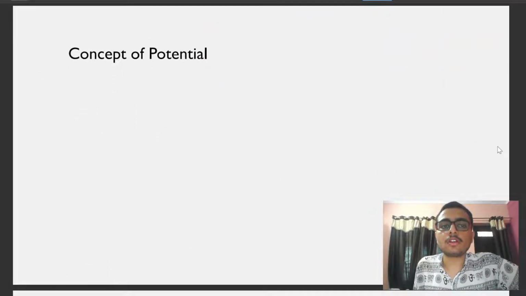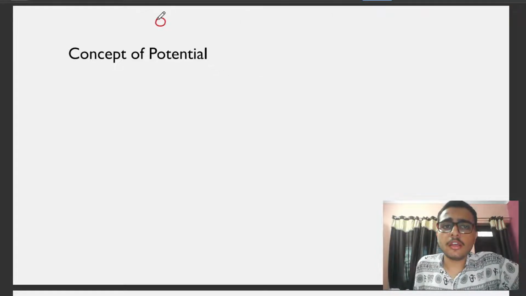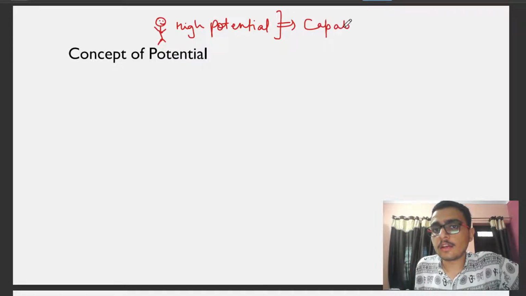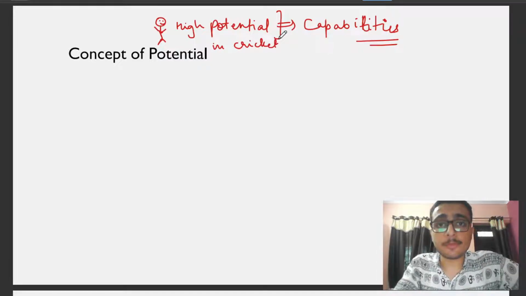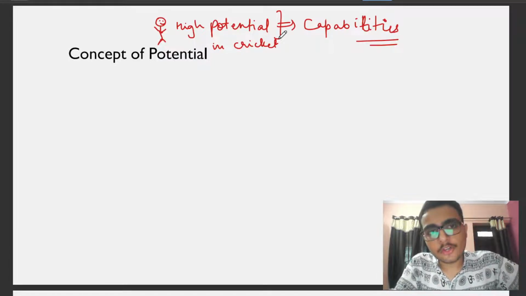Now, the concept of potential. What is potential? If I say this is a boy, he has high potential, what will you understand? This guy has some capabilities. If I say he has high potential in cricket, you will say, okay, this guy is very talented. He has high capabilities to play cricket, right? That's the meaning of potential.